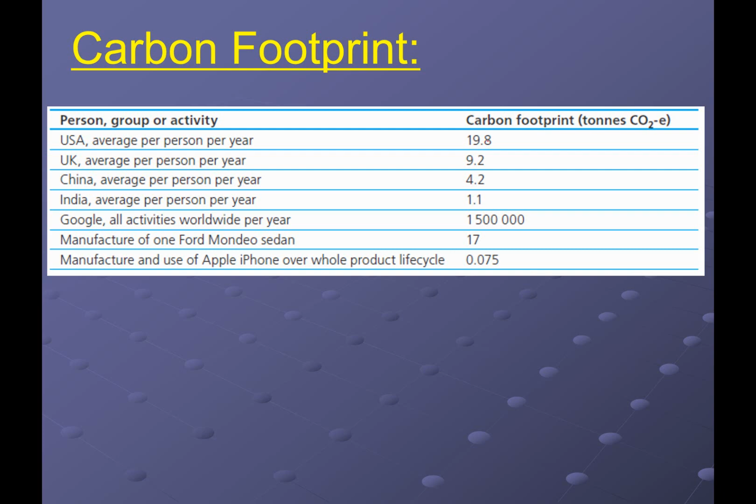So in the States here, we have a carbon footprint of about 20 equivalent tons per year. Again, it's quoted per annum. India here is 1. Google, I don't know what's included in all these activities, but they say some 1,500,000. The iPhone and that product there, we get just a relative comparison of this carbon footprint.